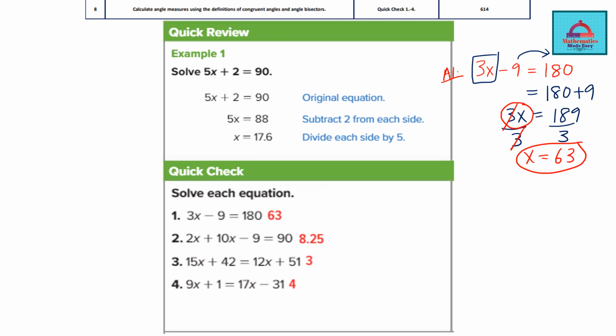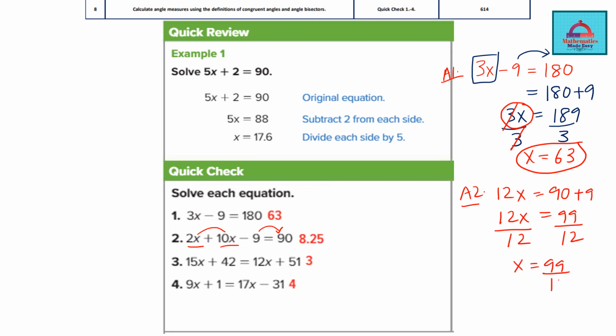Let's do answer 2 now. I'm going to solve it here. So 2x and 10x are like terms. I'm going to add them directly. So this is going to give me 12x, and I'm going to move this 9 on the other side because I want to isolate the x. So 90 plus 9, sign is changed. So 99 is equal to 12x. Again, I have to isolate. So I'm going to remove the 12 by dividing with it. So x is going to be 99 divided by 12, and if you convert it into decimal, it is going to be 8.25. That's the answer.